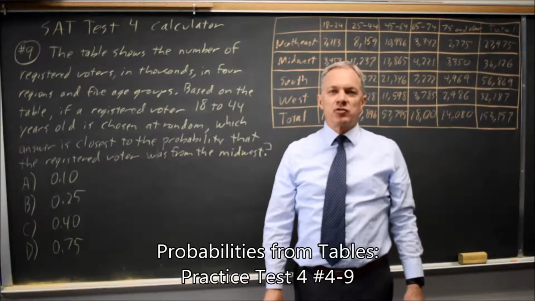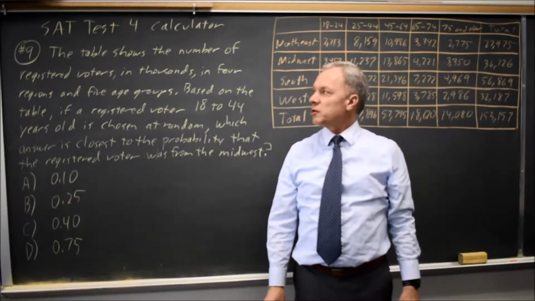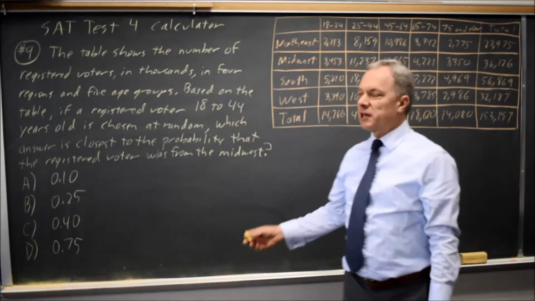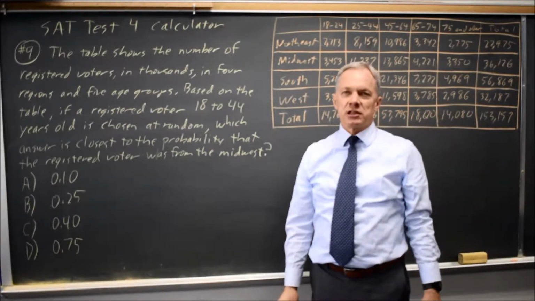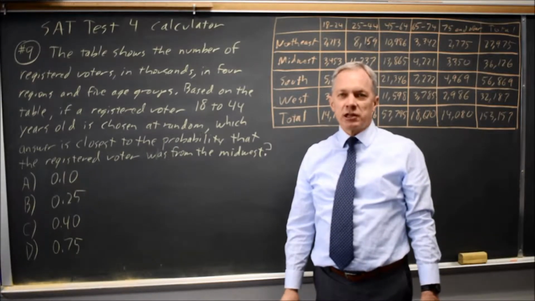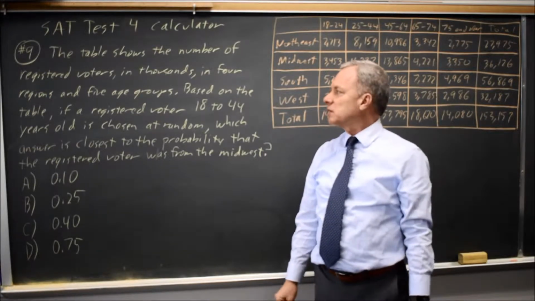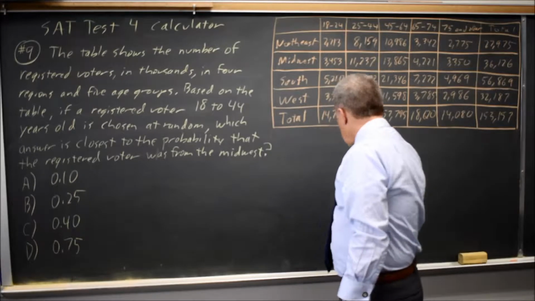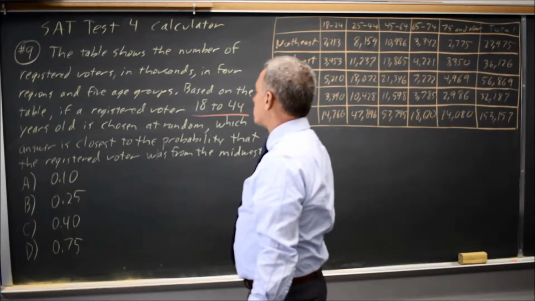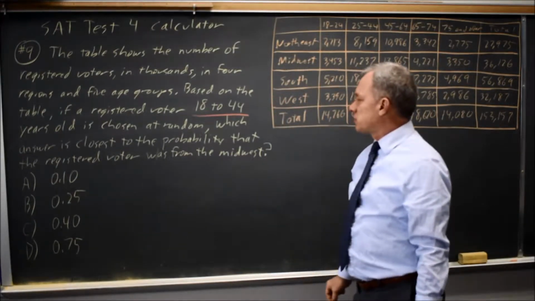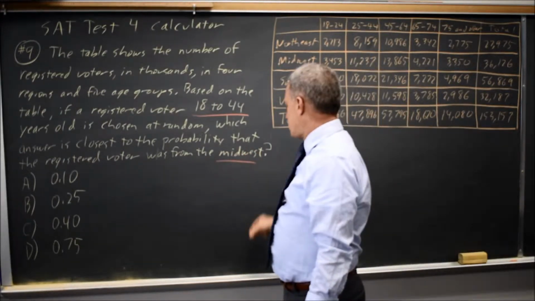This is SAT Test 4, Calculator section, question number 9. We have a two-way table with two categorical variables showing the number of registered voters in thousands in each age group and from each region of the country. The question is, if a registered voter age 18 to 44 is chosen at random, which is closest to the probability that the voter was from the Midwest?